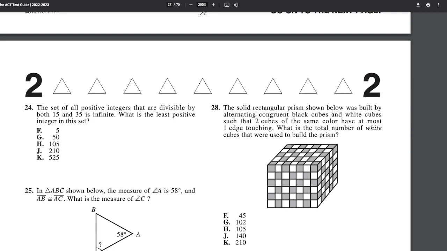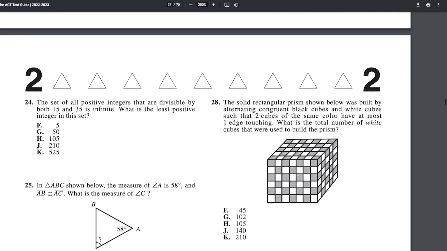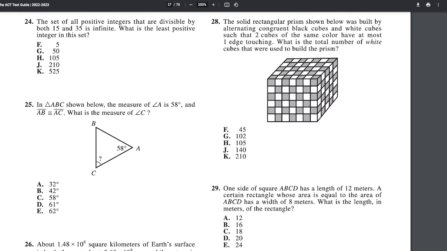Alright, 24. The set of all positive integers that are divisible by both 15 and 35 is infinite. What is the least positive integer in this set? So, just see, 15, 35, they're 5 is too small, 50 is too small, 105 works. They're both factors. 24 is H. Alright. Divided by both of them.